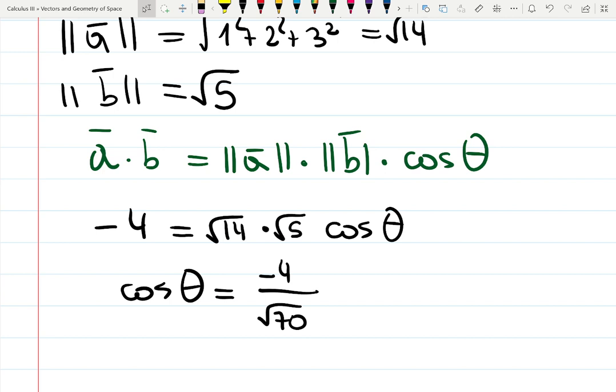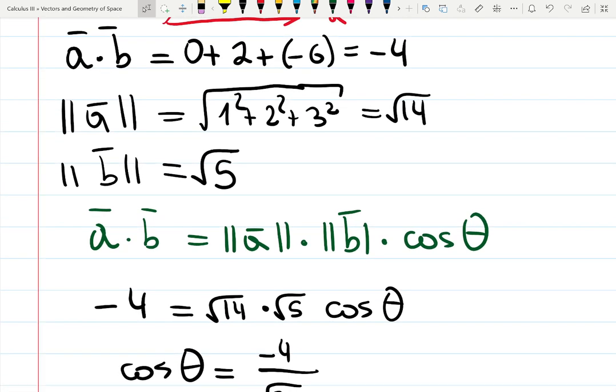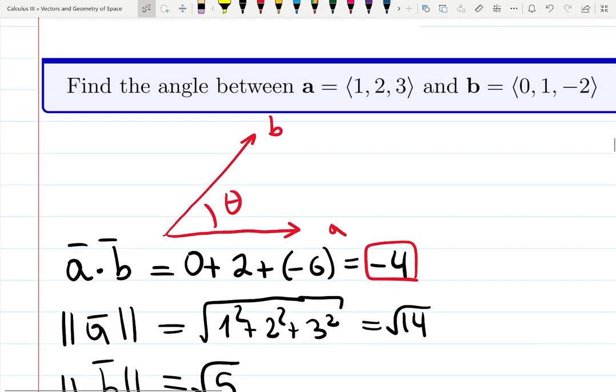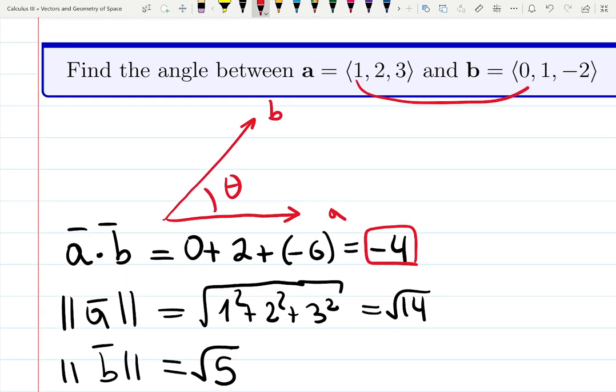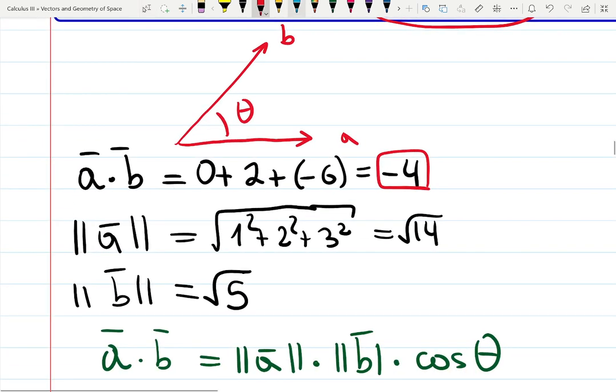So what does the negative 4 represent again? Good question. It was here. It was a times b. It's from here. And a times b is coming from multiplying component by component. So 1 times 0 plus 2 times 1 plus 3 times minus 2, that gave me negative 4. Make sense? So we need three things: dot product, magnitude, magnitude.